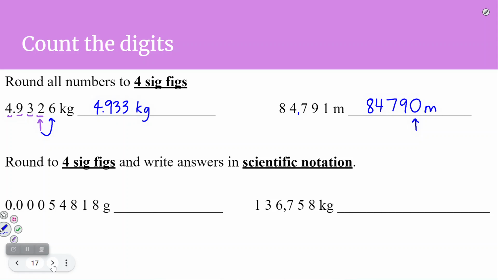Okay, so let's do these 2 down here. We're going to round these guys to 4 sig figs and write answers in scientific notation. So remembering that these zeros here do not count as significant. They are leading zeros, which aren't part of the original measurement. They're just holding a place. So the measurement begins actually right here at the 5.